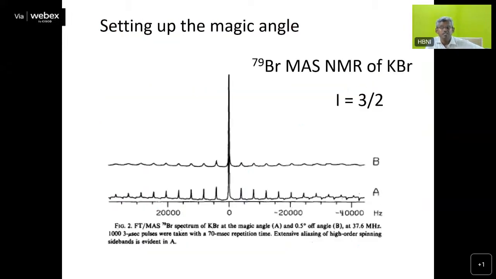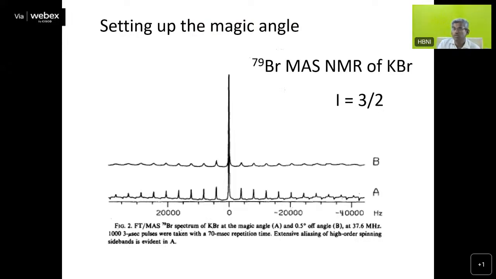So normally, they take a variety of nuclei, like lead, sometimes carbon-13 also, and then the ideal nucleus which people use is bromine-79, which is a spin 3/2 nucleus, which is a quadrupolar nucleus.